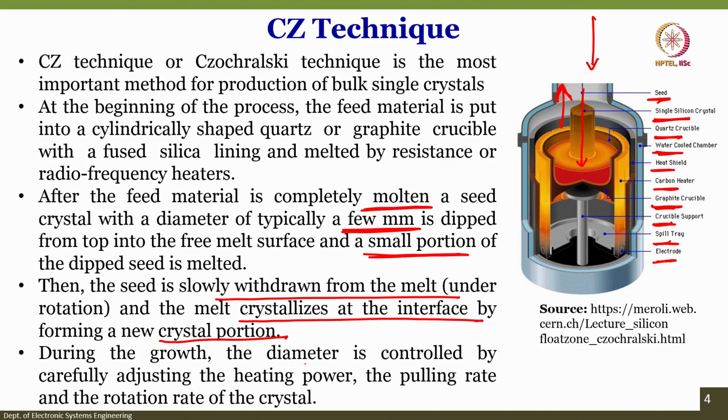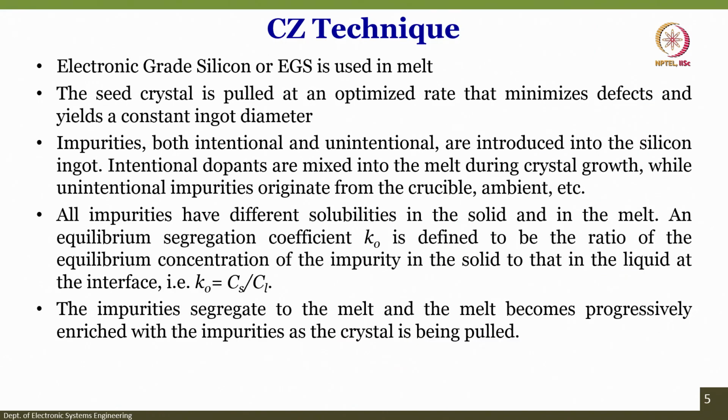During the growth, the diameter of the crystal is controlled by carefully adjusting the heating power, pulling rate and the rotation of the crystal. Like I said, if the rotation is faster, the pulling rate is also faster, and the heating power is lower, then you have a smaller crystal formation, while if you have a slow pulling rate and slow rotation rate, then you can have a bigger diameter, correct. So, that is how it is done.